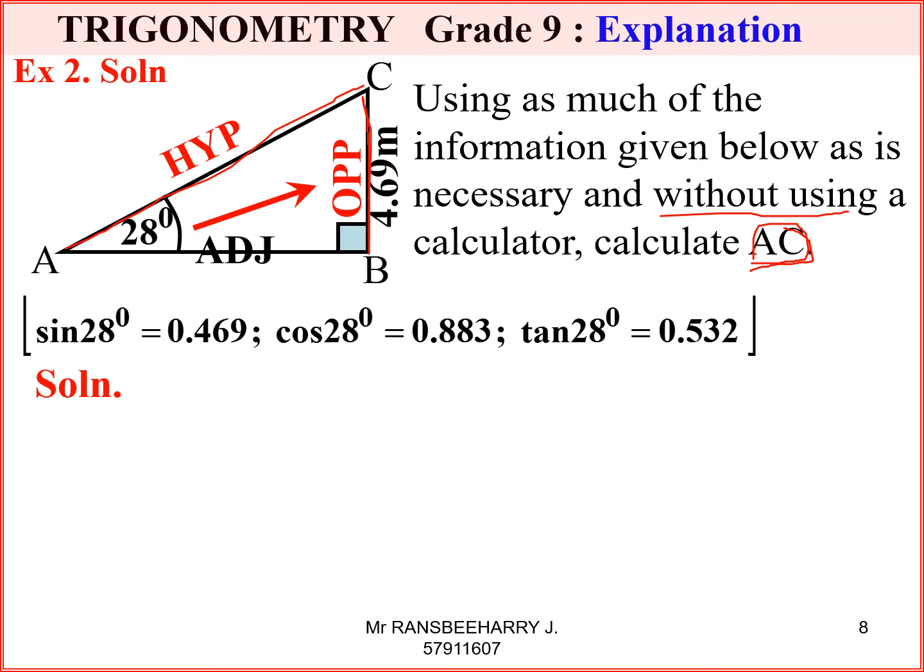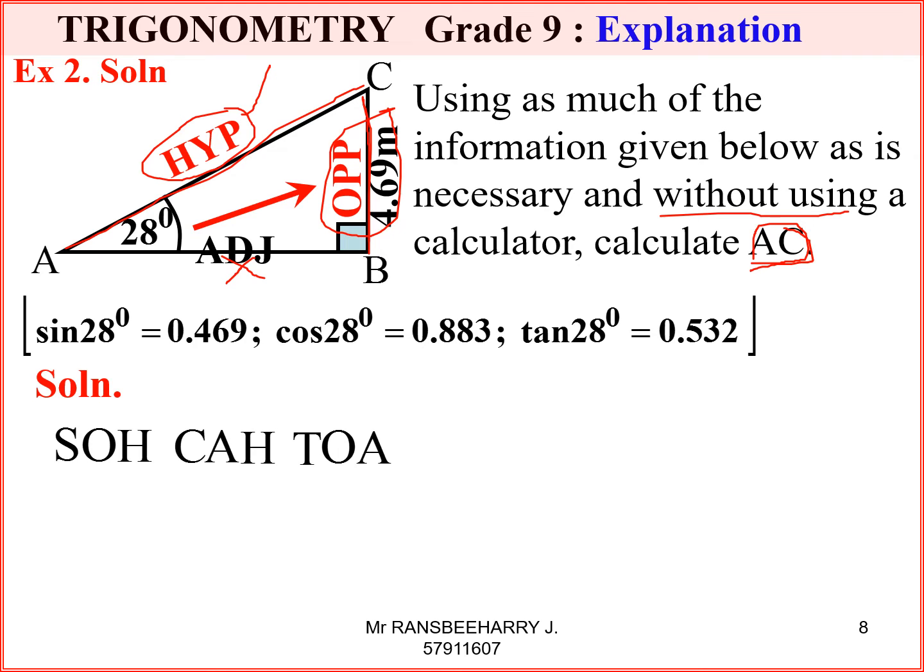Now required to calculate AC. So we are going to use AC, the hypotenuse. And we have been given the opposite side. The adjacent is not given and not required to find. So we are going to only use OH. In SOHCAHTOA, where do we find OH? OH is sine. So here we're going to use sine.